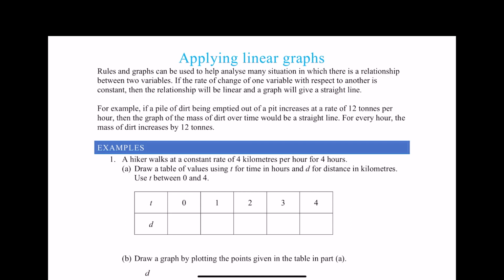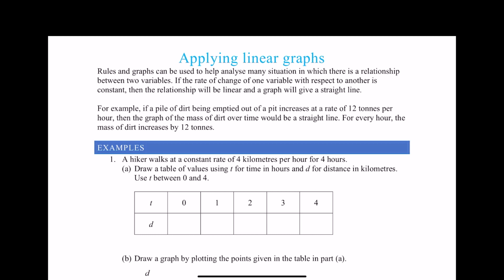Applying linear graphs. Rules and graphs can be used to help analyze many situations in which there is a relationship between two variables. If we have a rate of change of one variable with respect to another, we have a straight line graph.